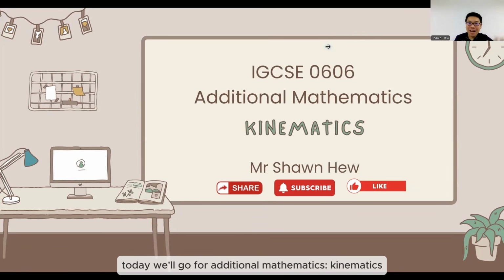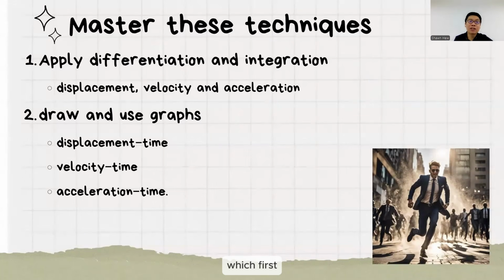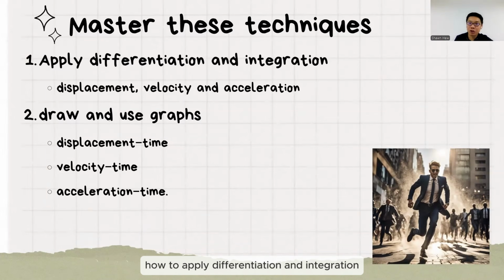Today we will go for additional mathematics, kinematics. In this chapter, we need to master two parts. First, how to apply differentiation and integration to find the relationship between displacement, velocity, and acceleration. Second, we need to draw and use the graphs of displacement-time, velocity-time, and acceleration-time.